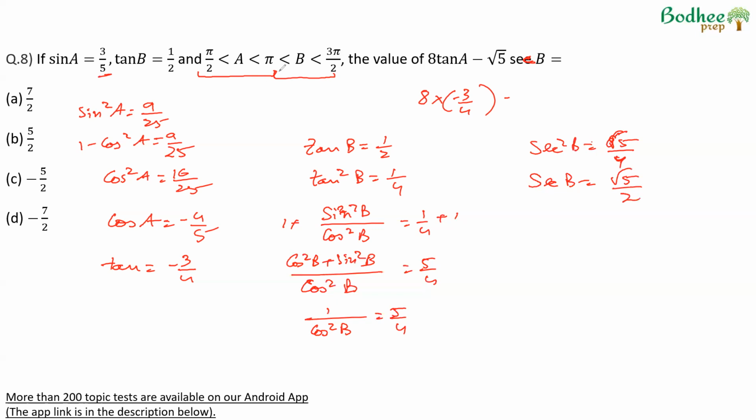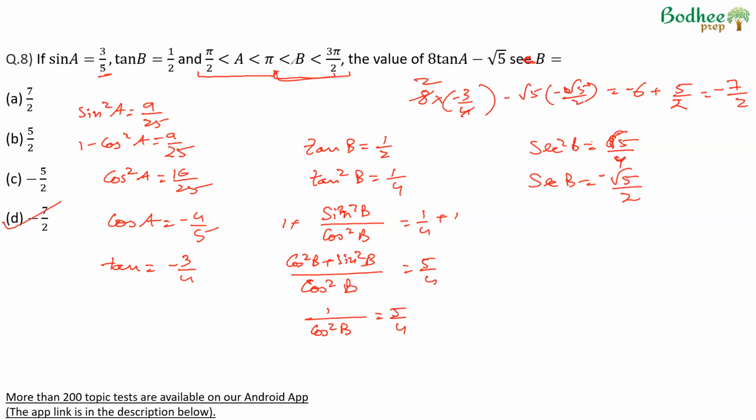Secondly, B is in the third quadrant, so cos will be negative, so sec B is minus root 5 by 2. So minus of root 5 into minus root 5 by 2, this is the value that we are calculating. This becomes minus 6, this becomes 5 by 2. 12 minus 12 plus 5. And therefore, minus 7 by 2 becomes my required answer in this case.